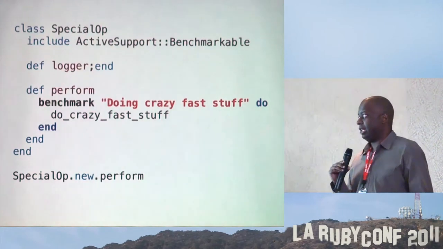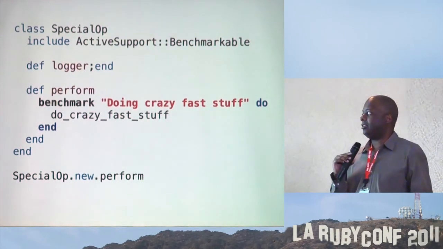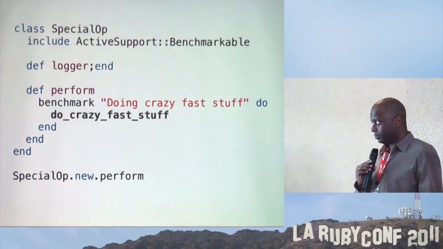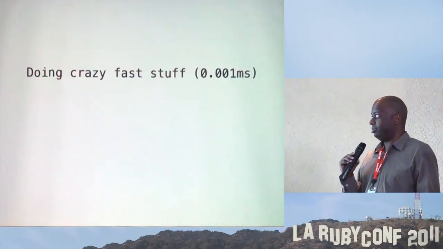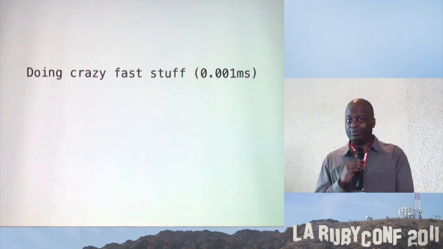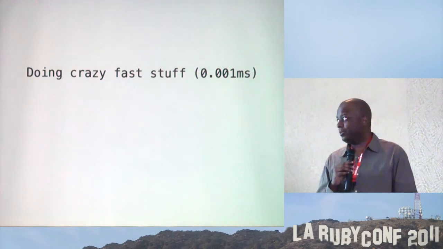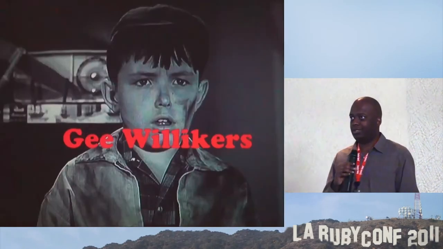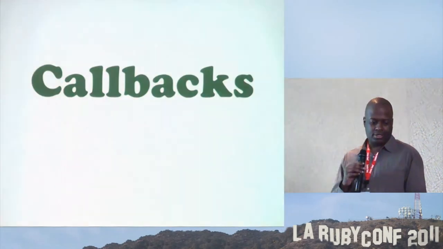You'll notice that I have a logger defined because it actually depends on the logger for your output. So when we tell it to perform, we get doing crazy fast stuff. Where have you seen this before? Anytime you look in your Rails log file, this is actually how it works.